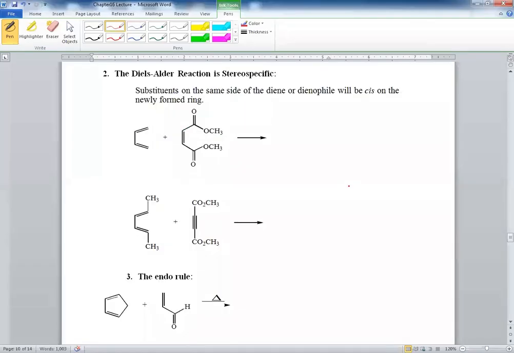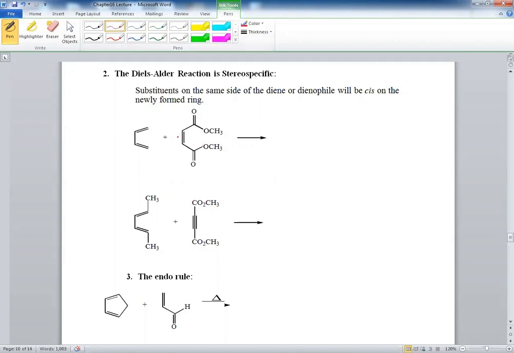The Diels-Alder reaction is stereospecific. What that means is that if you have substituents on the same side of the diene or dienophile, they will be cis on the newly formed ring. So what does that mean?